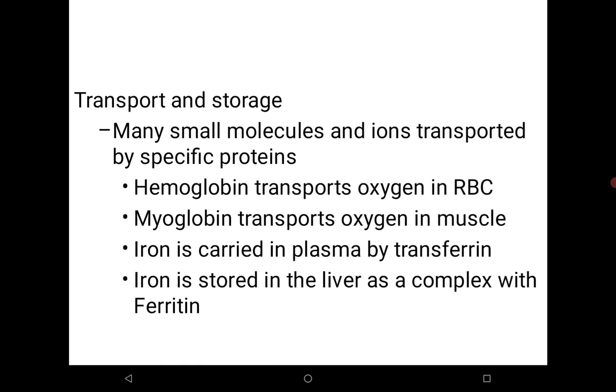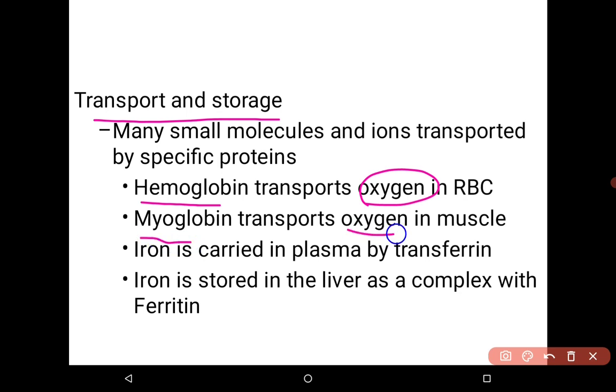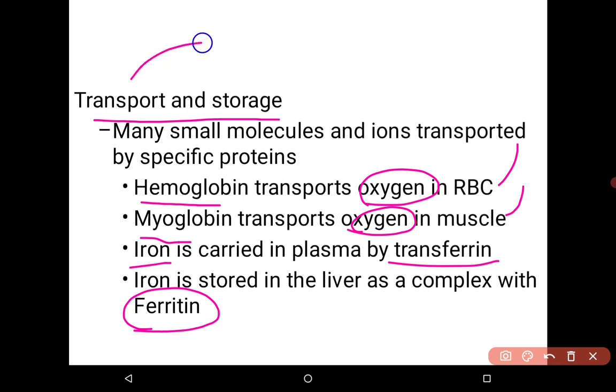Other proteins are involved in transportation, transporting substances. For example, hemoglobin transports oxygen in the red blood cells. Myoglobin also transports oxygen, so these have the same function, but hemoglobin is found in the red blood cells, while myoglobin is in the muscle. Another protein involved in transportation of iron is called transferrin. Then another protein not only transports iron but stores it in the liver, and this is called ferritin. So some are involved in transportation, some in storage.